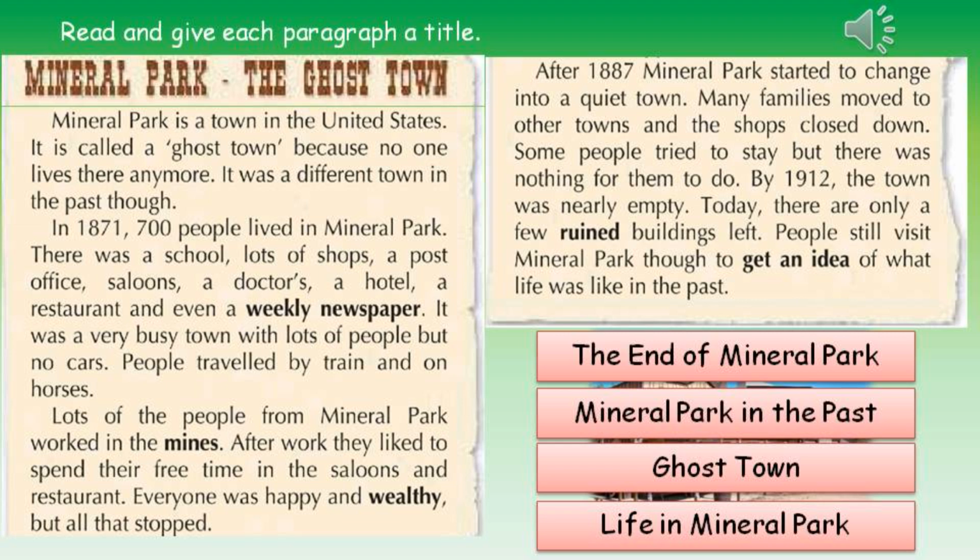Lots of the people from Mineral Park worked in the mines. After work, they liked to spend their free time in the saloons and restaurants. Everyone was happy and wealthy, but all that stopped. After 1887, Mineral Park started to change into a quiet town. Many families moved to other towns, and the shops closed down. Some people tried to stay, but there was nothing for them to do. By 1912, the town was nearly empty. Today, there are only a few ruined buildings left. People still visit Mineral Park, though, to get an idea of what life was like in the past.